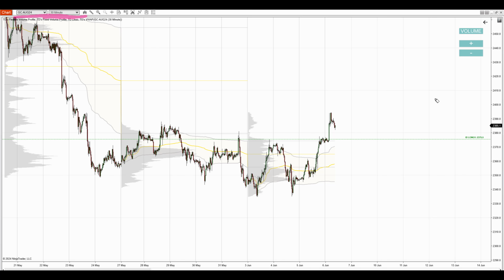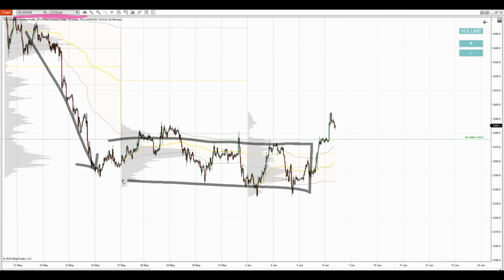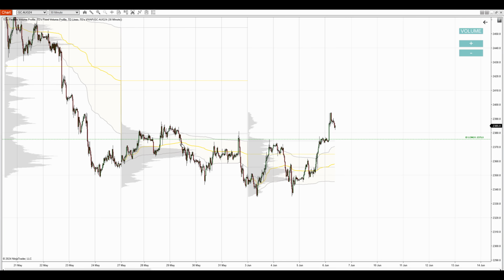And in today's video, I'd like to talk about the overall situation on gold, which is a downtrend here, with a rotation zone in here, and now it looks like there could be a breakout of that rotation zone and possibly the start of a new uptrend.